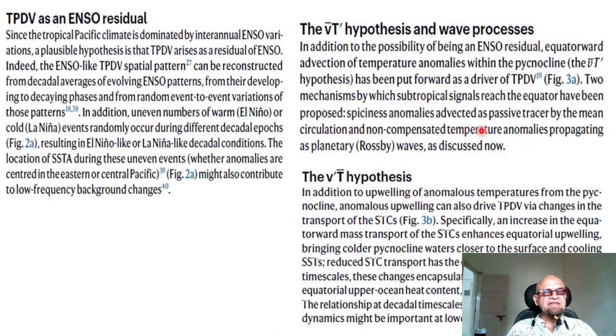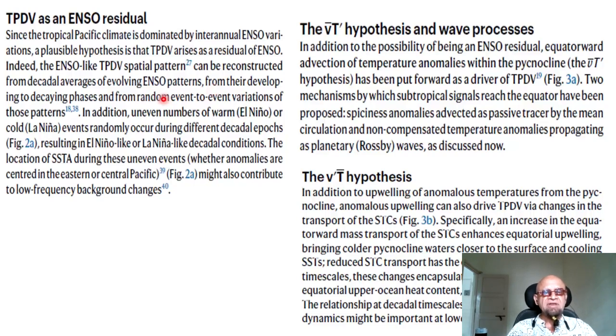So TPDV as an ENSO residual, this is a nice long paper. I'm going to again reduce it to a brief summary. You can go and read it, and as usual, a review article means lots of very nice references that you can follow up on. Since the tropical Pacific climate is dominated by interannual SST variations, a plausible hypothesis is that TPDV arises as a residual of ENSO.